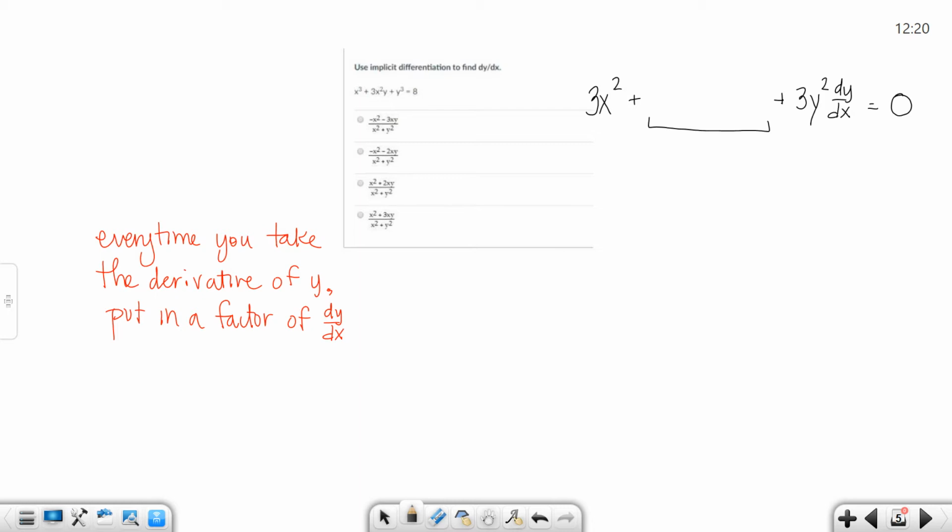Okay, so let's stop there for a second. I have the 3x squared. That took the derivative of x with respect to x, so you didn't need an extra factor there. When you jump to the third term, you have a 3y squared. But since I took the derivative of y, I had to put a dy dx in that part. Okay, so in the middle, where I skipped it, your factors were 3x squared times y.